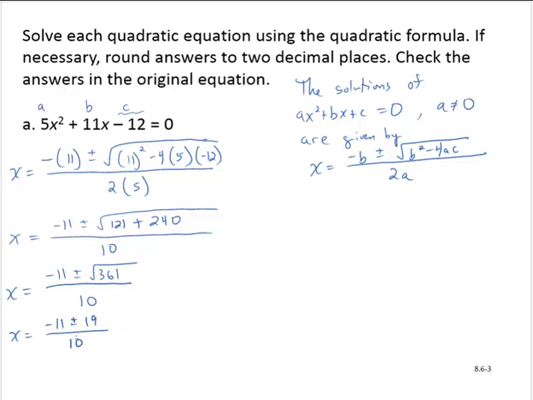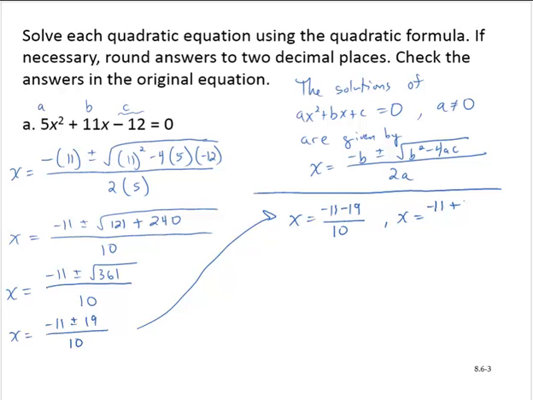So now what we want to do is break this up into 2 solutions. So we have x is negative 11 minus 19 over 10, and x is negative 11 plus 19 over 10. So then x is negative 30 over 10, x is 8 over 10, and now we simplify each of those. x is negative 3. x is 4/5.